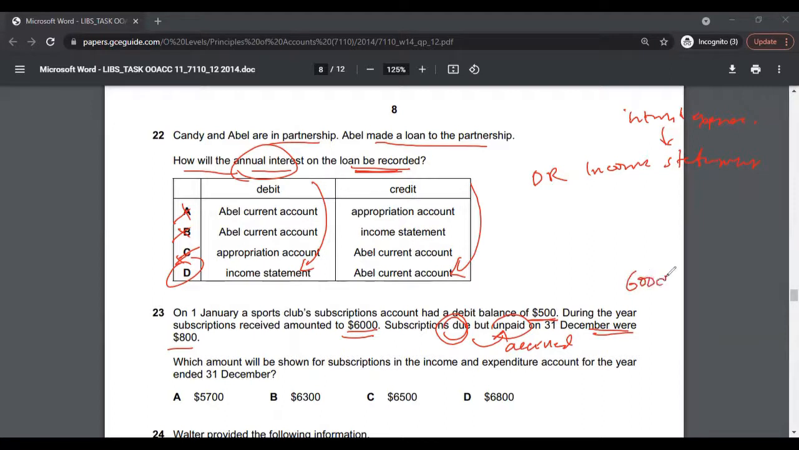So in total, you should have earned 6,800, but you have only received 6,000 during the year, right? So 6,800 should be your actual minus the last year's accrued, which is 500. So the actual is 6,300. That's the money that would be reported in the income and expenditure account. So if you see through the options, that's option B. The answer to multiple choice 23 is option B.